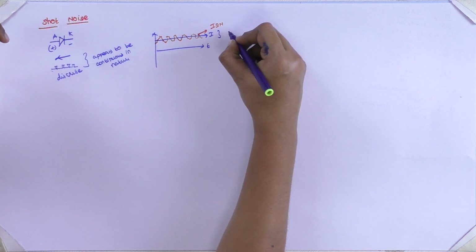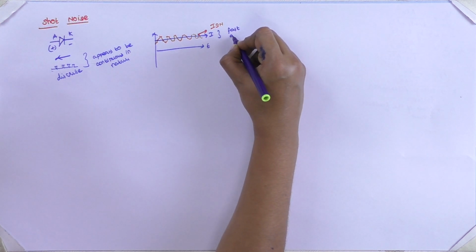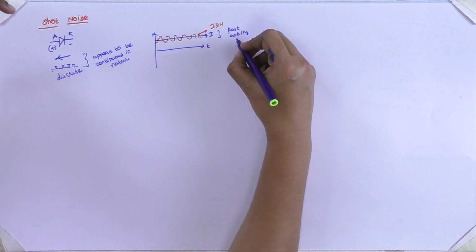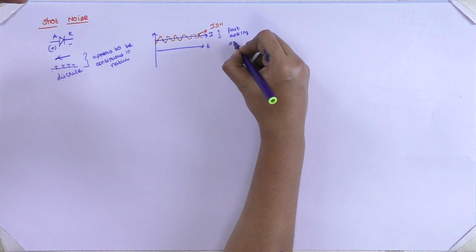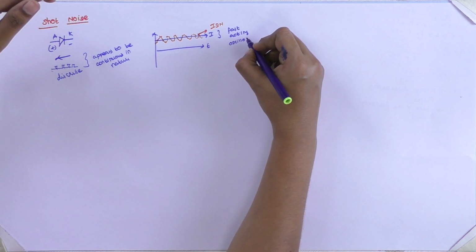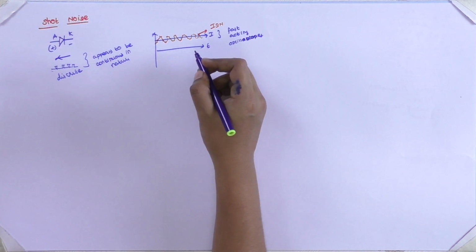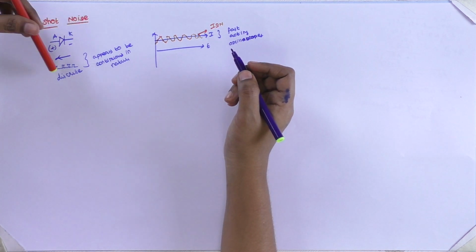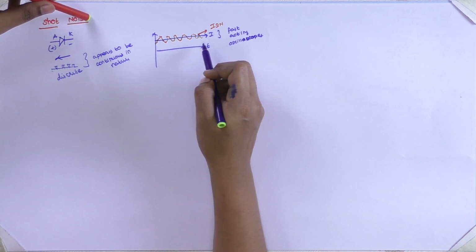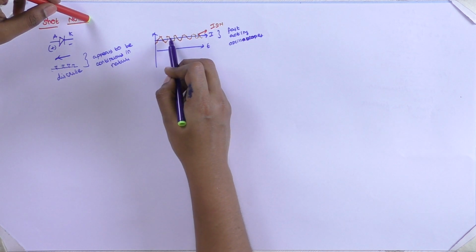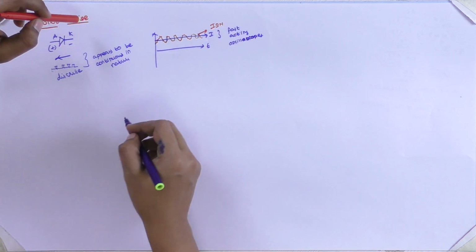This can be observed in fast acting oscilloscopes. In normal CRO, cathode ray oscilloscopes, we are not able to identify these fluctuations. This current appears to be continuous, but it is a discrete phenomenon. Therefore, the fluctuations appear random in nature.